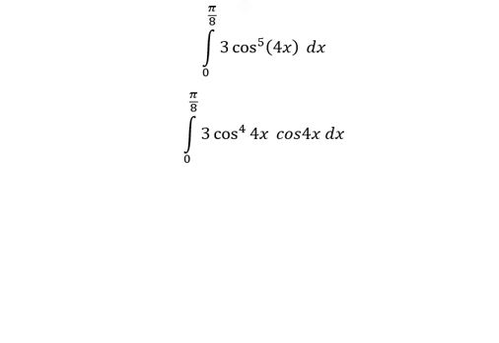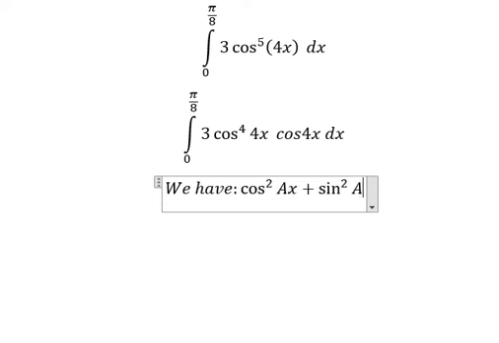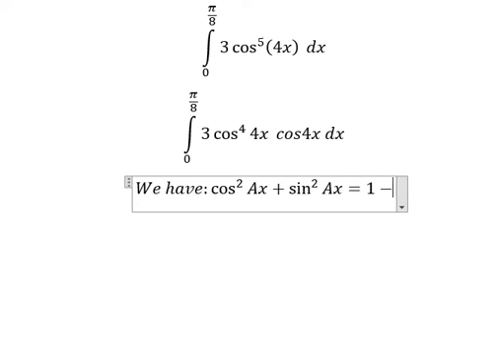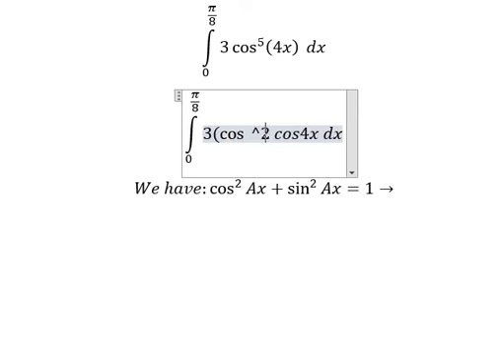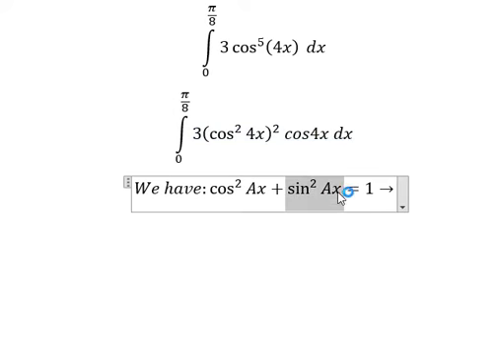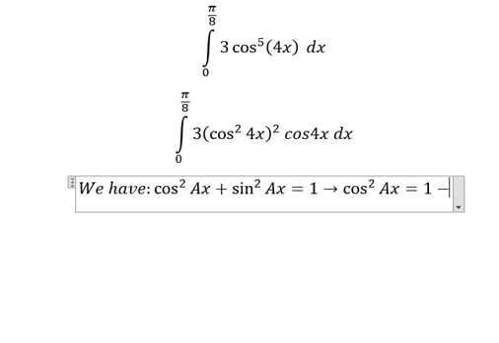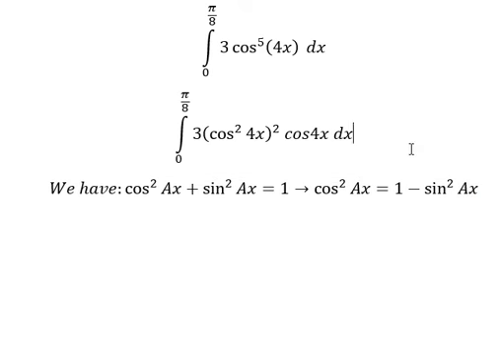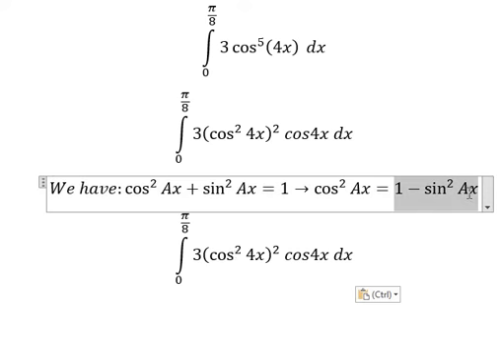Next, we have the formula in here. Cosine squared plus sine squared equals 1. Now, this one we can put into cosine 4x squared to the power of 2. So I will move this to the right, and we have cosine squared equals 1 minus sine squared. So I need to change this one into this one.